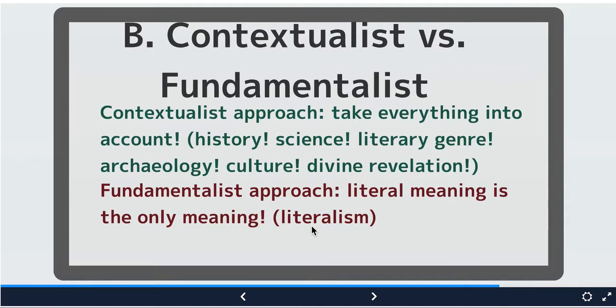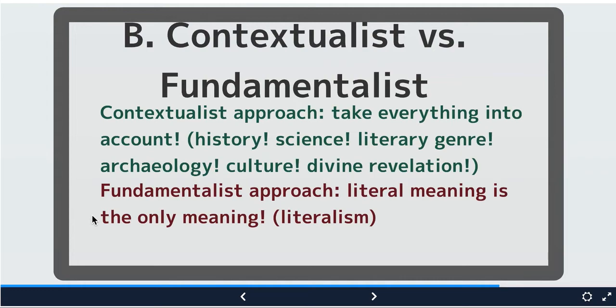Fundamentalists say that the literal meaning is the only meaning. So the literal sense is the only sense according to the fundamentalist reading of Scripture. And so if it says that it happened, it happened. This would be taking every page of the Bible literally. It's also known as literalism. And yeah, this is not the Catholic way to interpret Scripture.